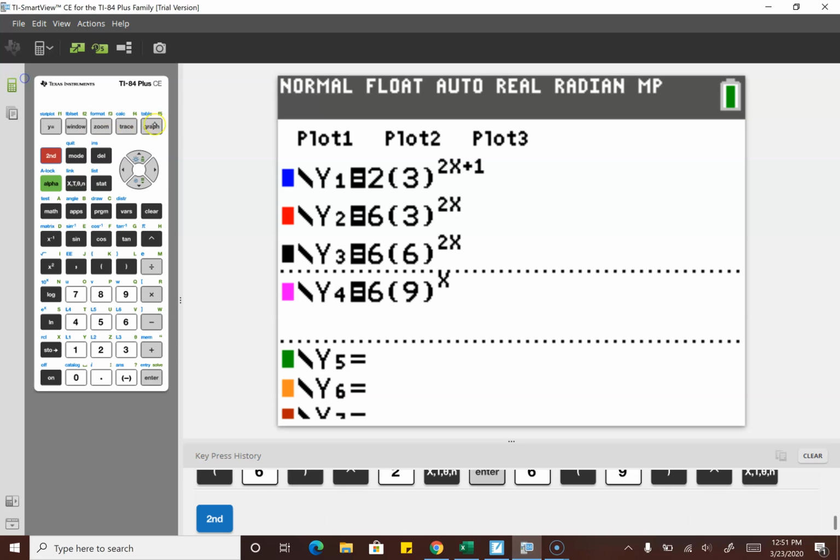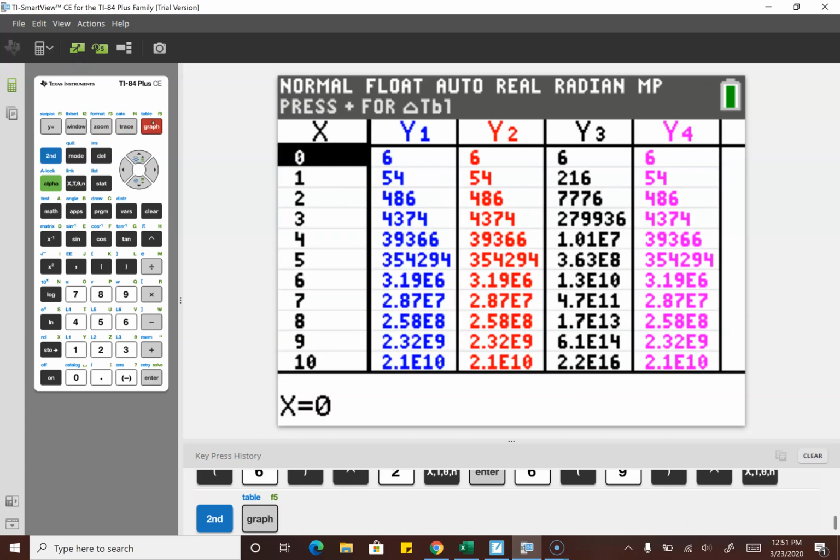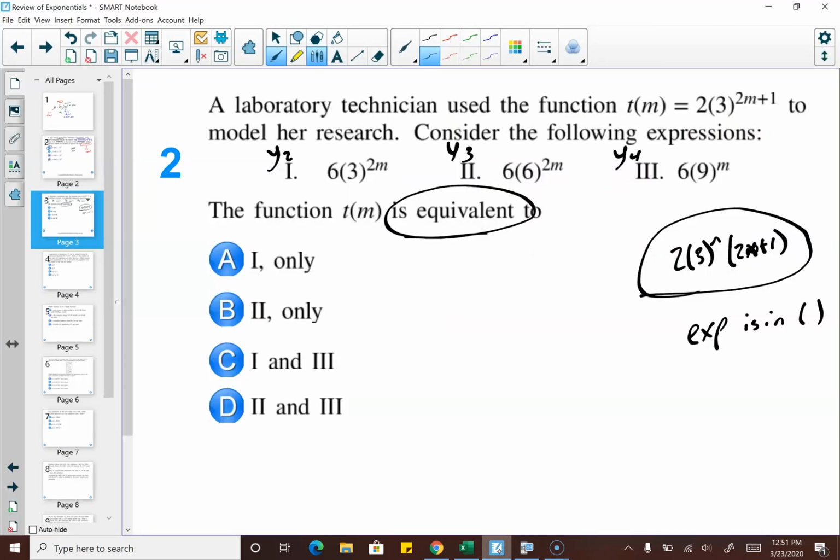So now if we look at our calculator tables here, what we want to look at is we want to be able to compare them all. And which ones have exactly the same tables at all time? Well, y2 and y4 are always going to be matching tables. If you look at every point on those tables, they are going to match. So that's going to give us answers of 1 and 3, which is going to give us choice C.